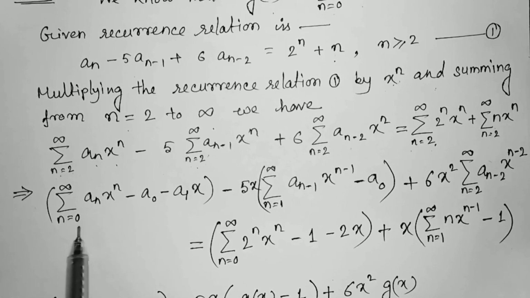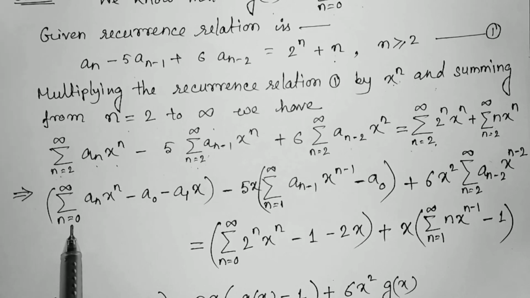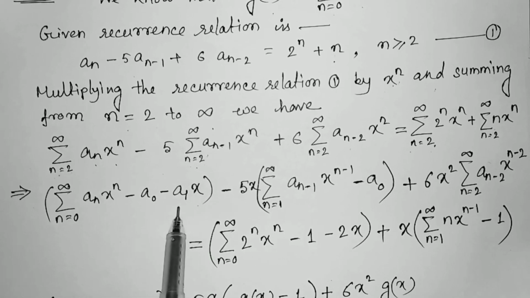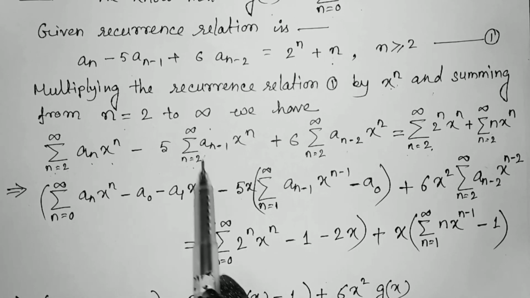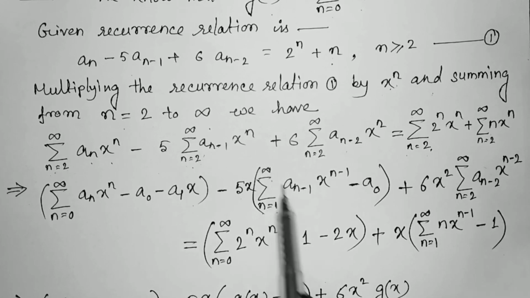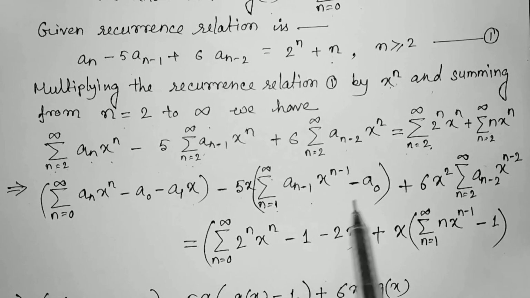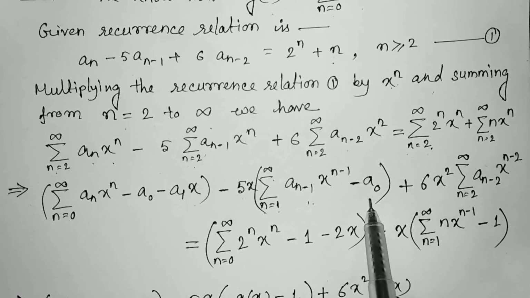But if we write so, then we have written two terms extra. One is when n equals 0, that is a_0, and another one is when n equals 1, that is a_1 x. So we have to subtract these two. Now the next one, n from 2 to infinity, we should write it from n from 1 to infinity, because it is a_(n-1). So accordingly one extra term we have written, that is a_0, which we should subtract.